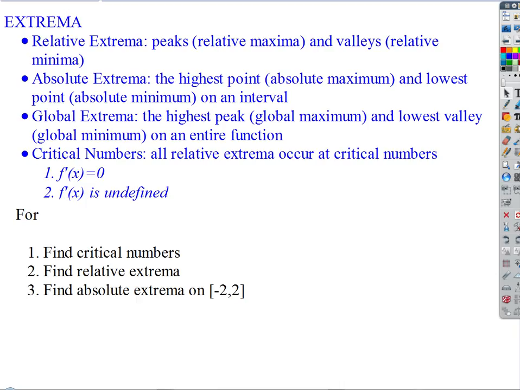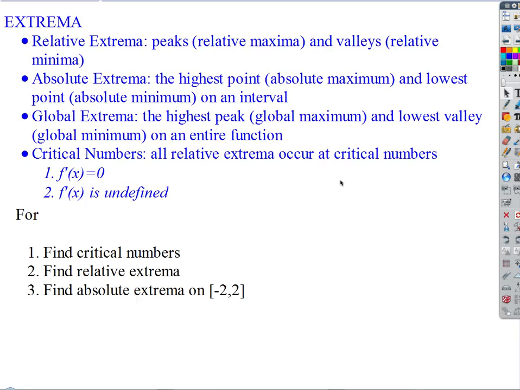Relative extrema, we said, are just topological features. Peaks are relative maxima, valleys are relative minima. Absolute extrema, we haven't really talked a whole bunch about those. We're going to look at those today. Those just mean the highest and lowest points on some interval that we define. And then global extrema are just the highest peaks and the lowest valleys on the entire function, right?